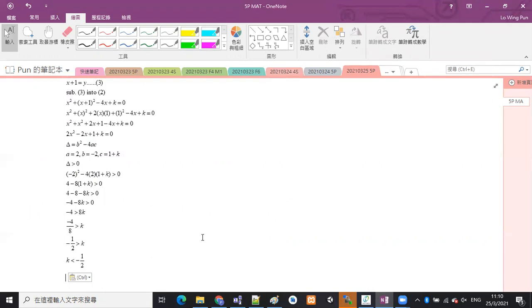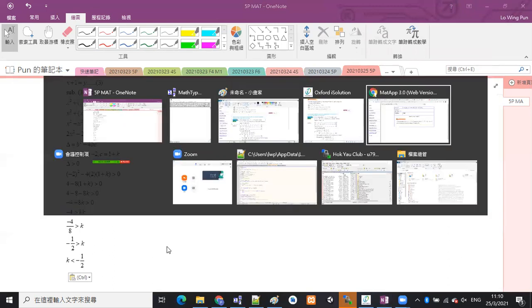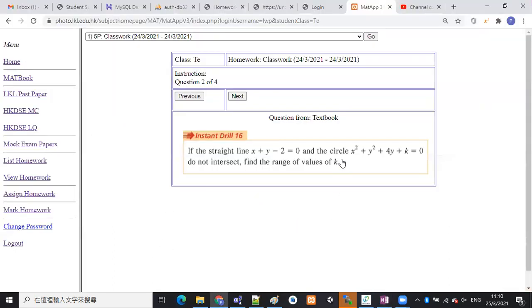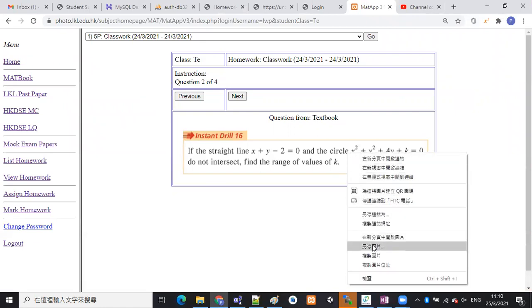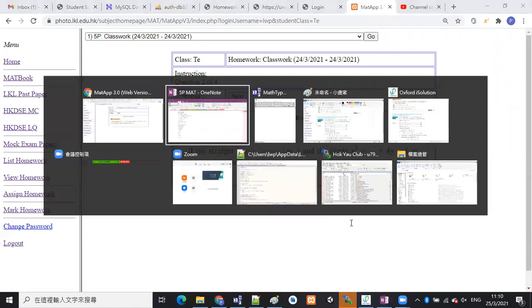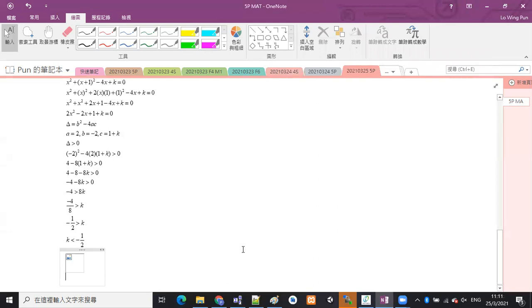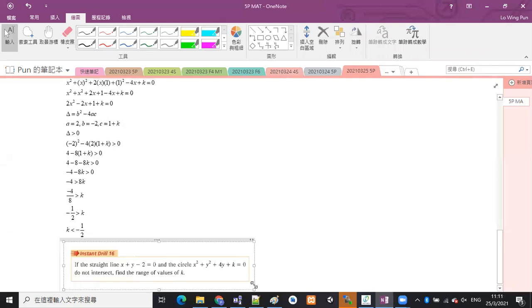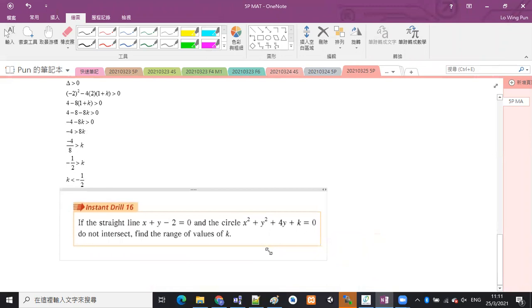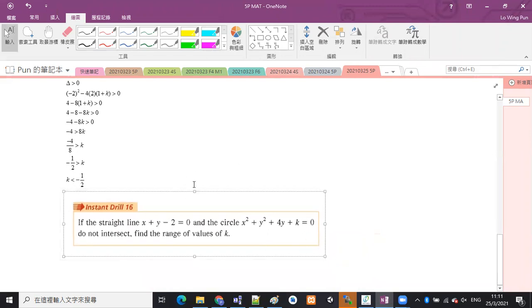Okay, now I would like you to do the instant drill. So let me copy the question first. Instant drill number 16. So basically, it is exactly the same as the example. So I give you 5 minutes this time.